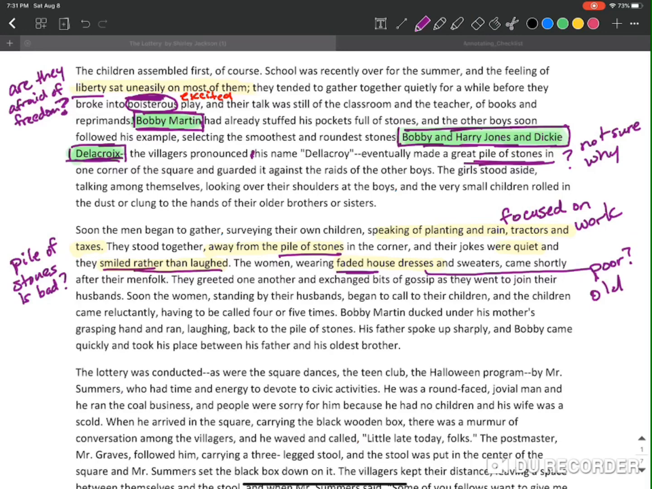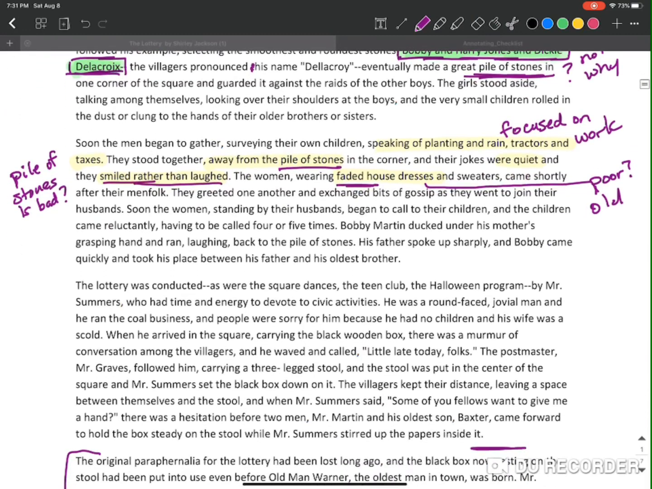Sweaters came shortly after their menfolk. They greeted one another and exchanged bits of gossip as they went to join their husbands. Soon, the women, standing by their husbands, began to call to their children, and the children came reluctantly, having to be called 4 or 5 times.